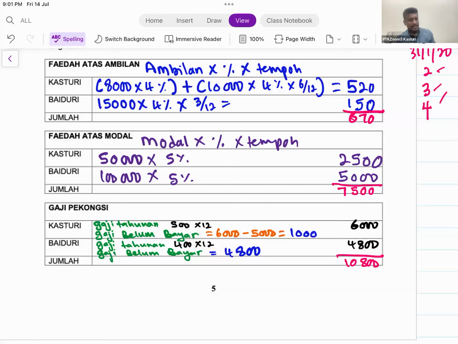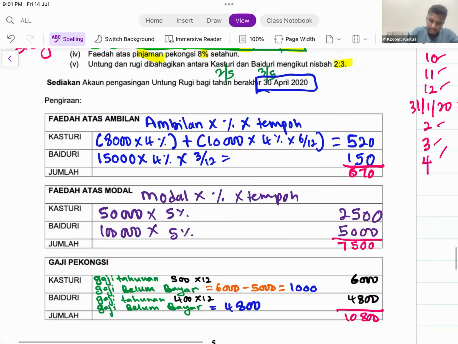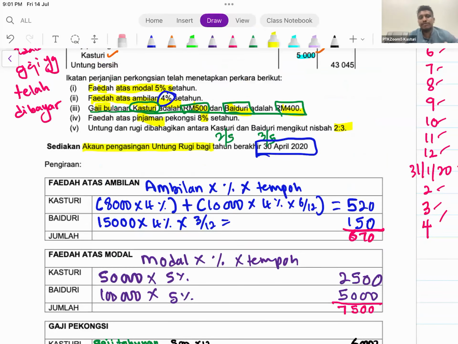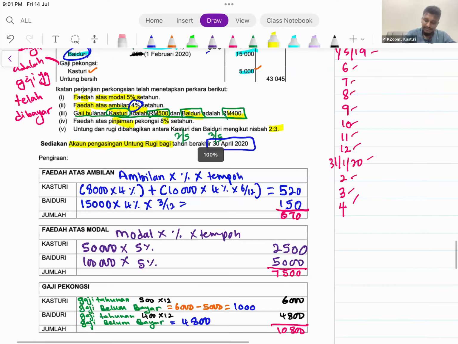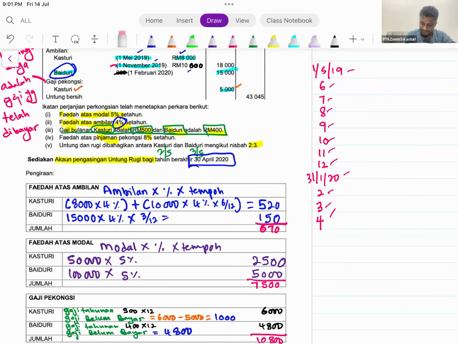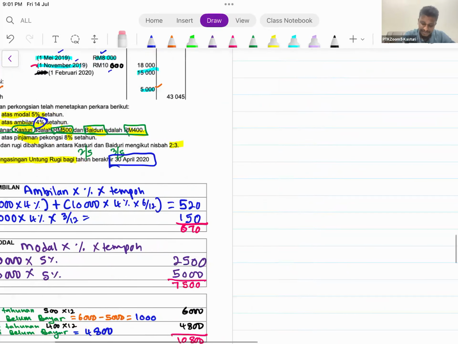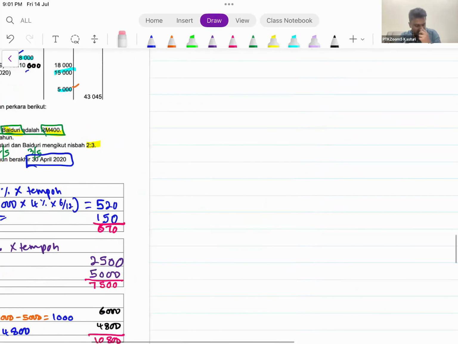Okay, if you are done, then we can do the answer already. The question asked me to do account pengasingan dan untung rugi. I cannot straight away do it because we don't know how much the faedah atas ambilan and faedah atas modal. So first you need to calculate as we did already. So now I want to do the answer. You don't need to copy this, just watch me first.